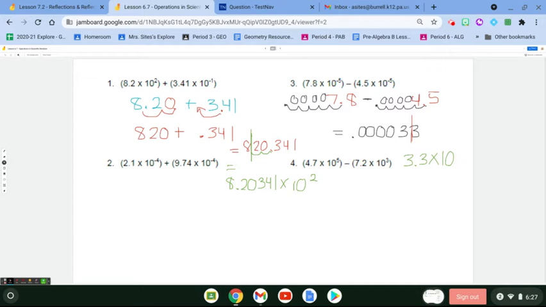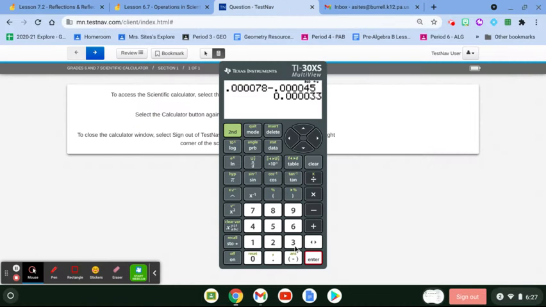Now, since I'm dealing with a tiny decimal, I want to make sure that my exponent on 10 is a negative number. So 1, 2, 3, 4, 5. So my final answer would be 3.3 times 10 to the negative fifth. And again, I'm going to check this right now. So 3.3 times 10 to the negative fifth. And you can see I'm getting the same result.